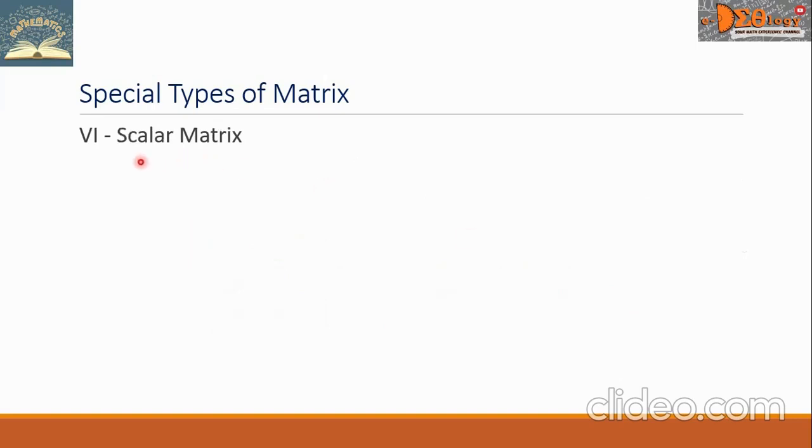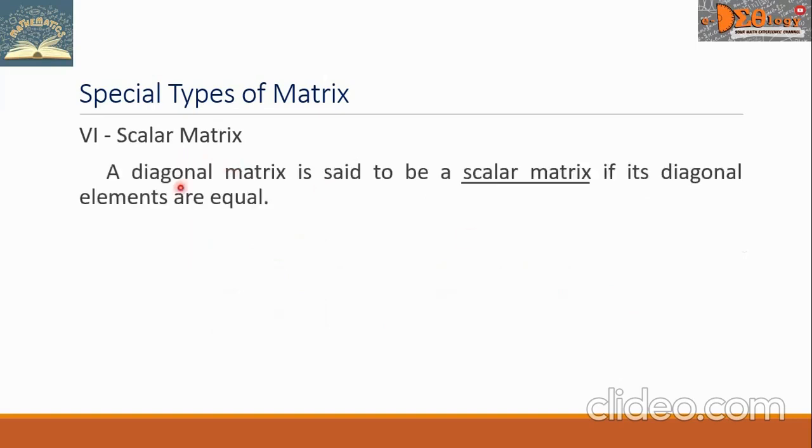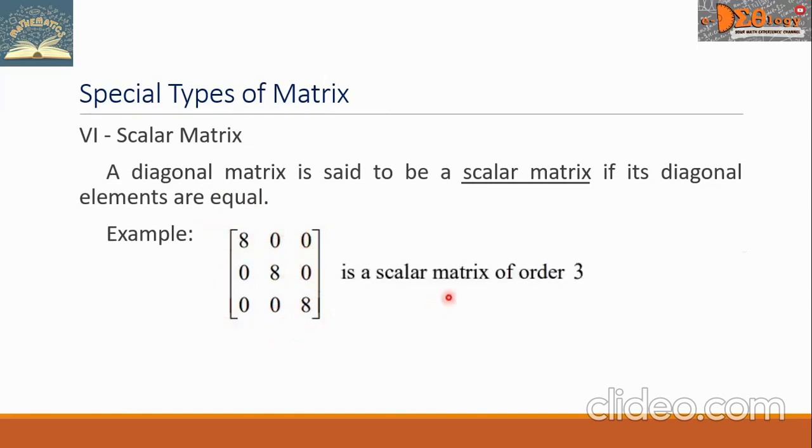Sixth type is the scalar matrix. A diagonal matrix is said to be a scalar matrix if its diagonal elements are equal. Example, this is a square matrix. This is also a diagonal matrix. The elements in the main diagonal are equal and all 8. The remaining numbers or elements of the matrix are all zeros. So this is a scalar matrix of order 3.